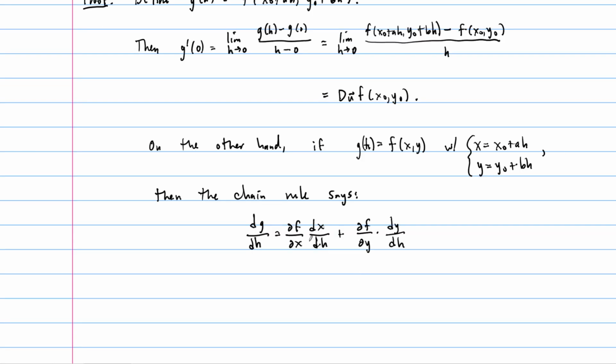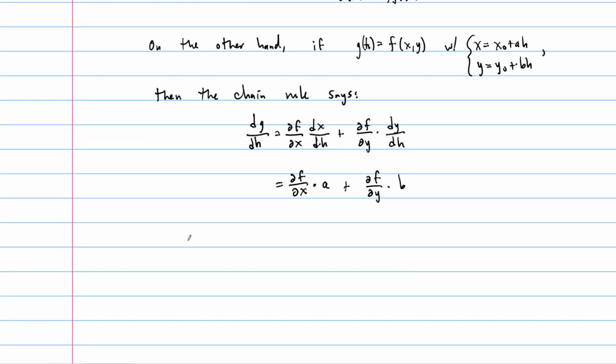All right? df by dx, df by dy, those are just the partial derivatives of this function f, whatever f is, right? They're the partial derivatives of f. But dx by dh is just a, right? Constant plus constant times h. And dy by dh is just b. So right here, we get df by dx times a plus df by dy times b.